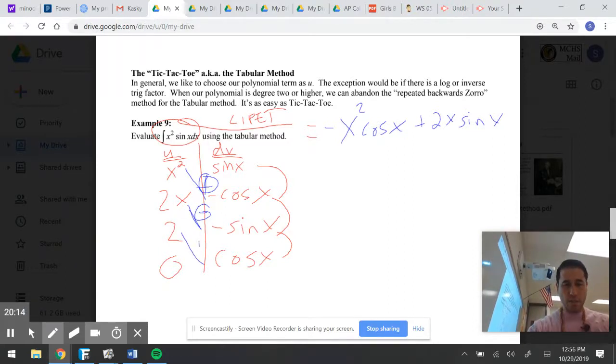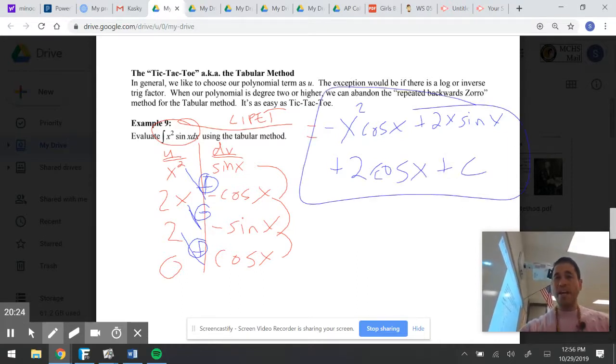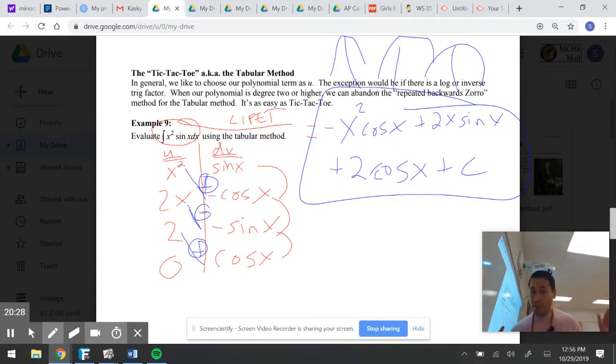So this will be the last one. I'm going to multiply that by a +1, and that would be plus 2 cosine x plus c. And guess what? That is the same exact answer as we got in the step before. Seems crazy, but it is. And that is the tabular method. But again, you can't always use it, so make sure you're always good with integration by parts. Let's try the next one.